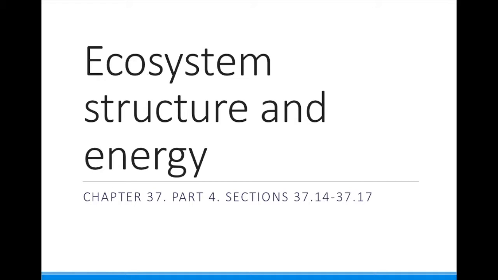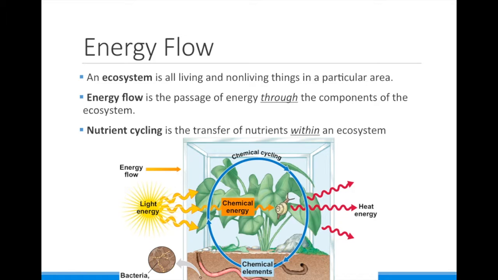One of the main themes of biology is that energy flows through a system, but nutrients are recycled. Now we'll take a look at how energy moves through an ecosystem. Remember that an ecosystem is the next level of organization up from a community. So it includes all of the living things in the community, plus the non-living things in that particular area.